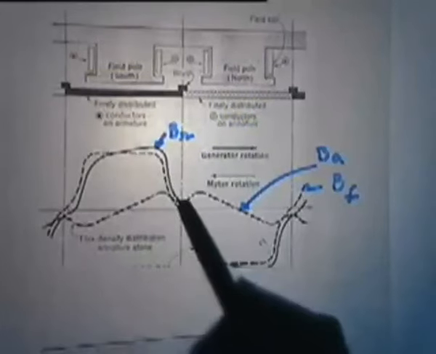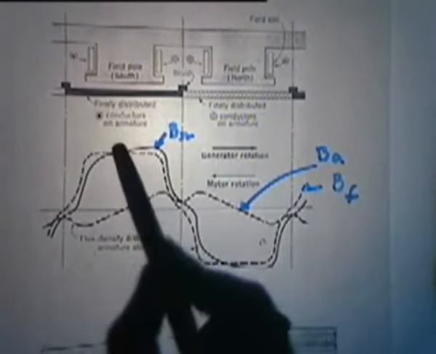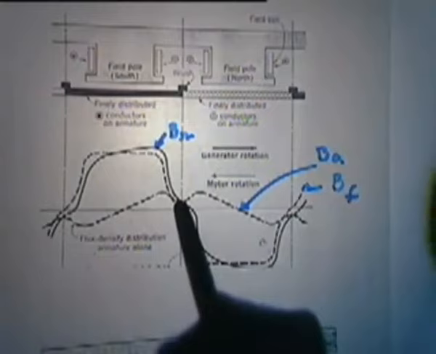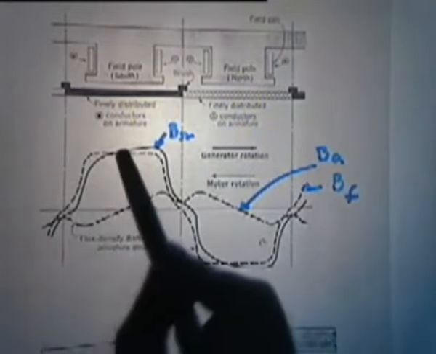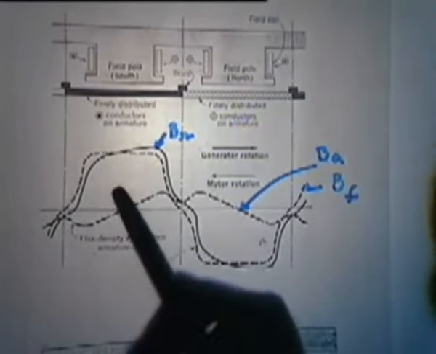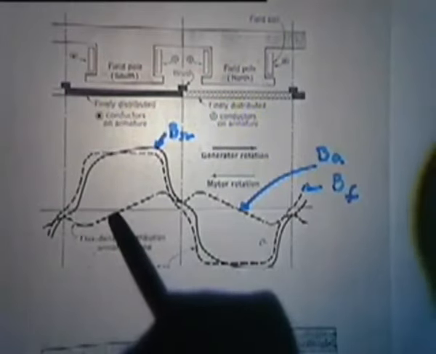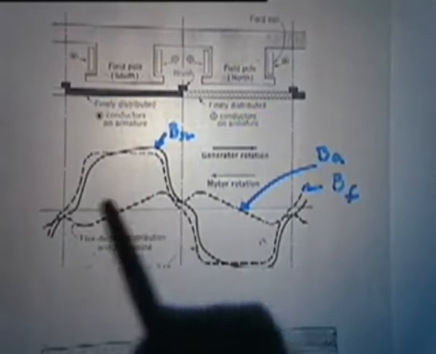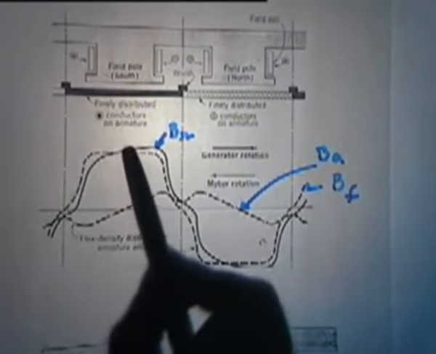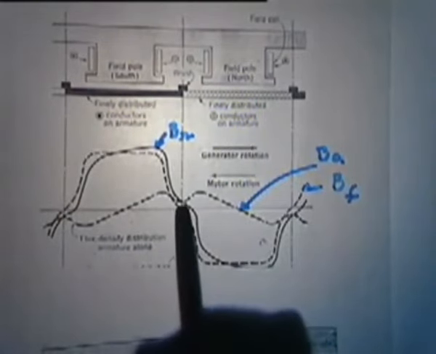So the increase in flux in this half region will be less compared to the decrease in flux in the other half region. So it is not that whatever flux decreases in one half, exactly the same flux would increase in the other half. Therefore this would result in a net resultant flux per pole, okay.